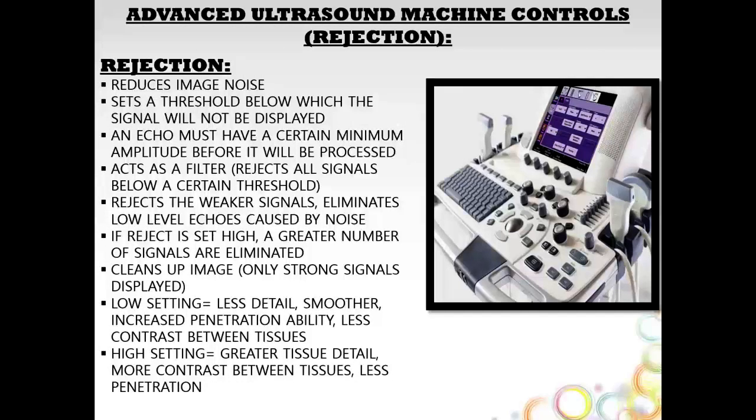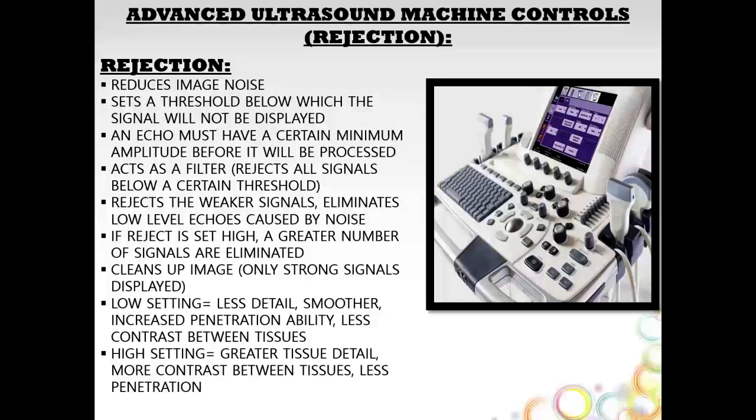Rejection. This is a method of reducing image noise. The ultrasound machine will set a threshold, and below that threshold, the signal is not going to get displayed. In order for an echo to get processed by the ultrasound machine, it's going to have a certain minimum amplitude. So this kind of acts as a filter. It rejects all the signals below a certain threshold, and rejects those weaker signals.